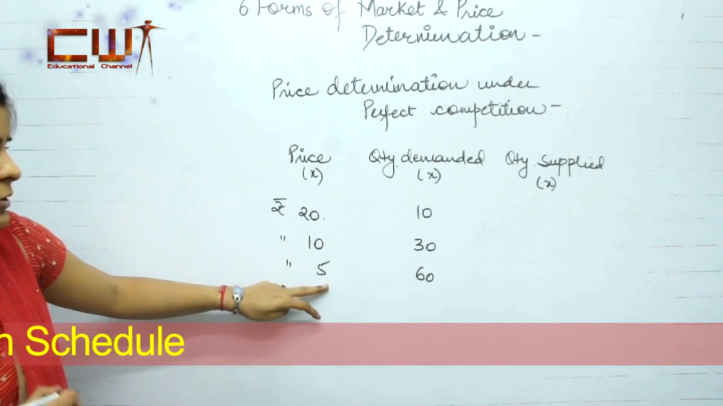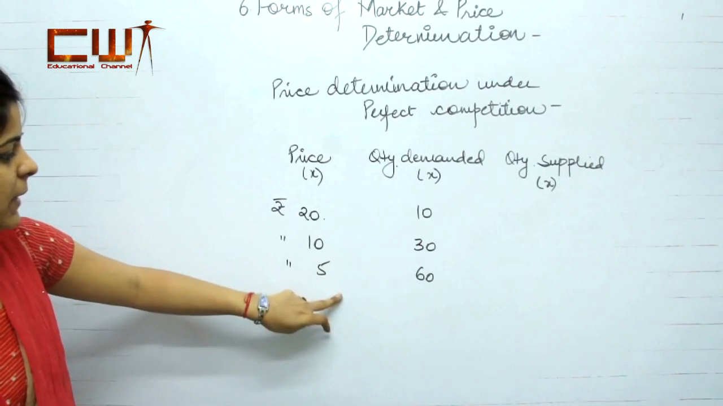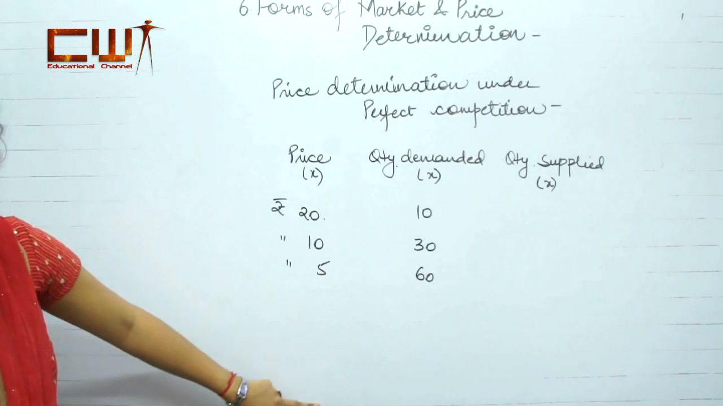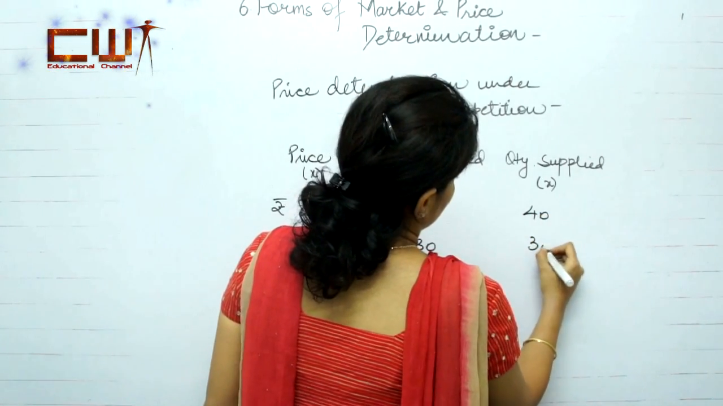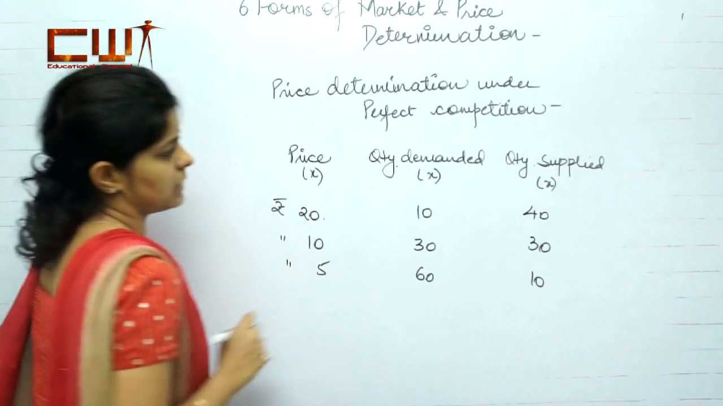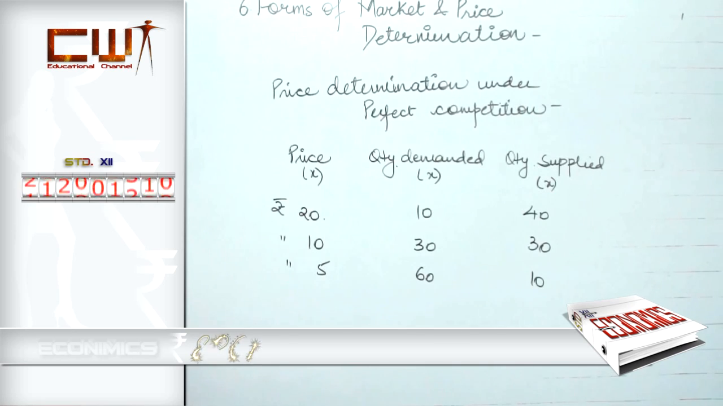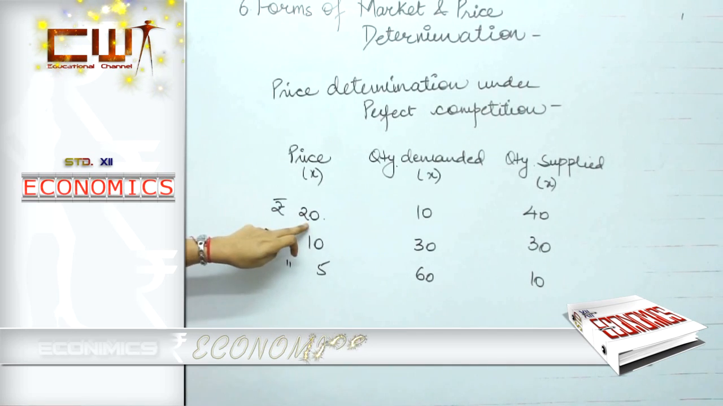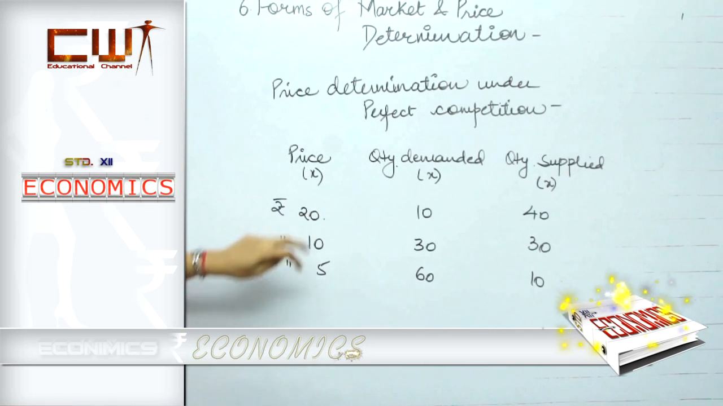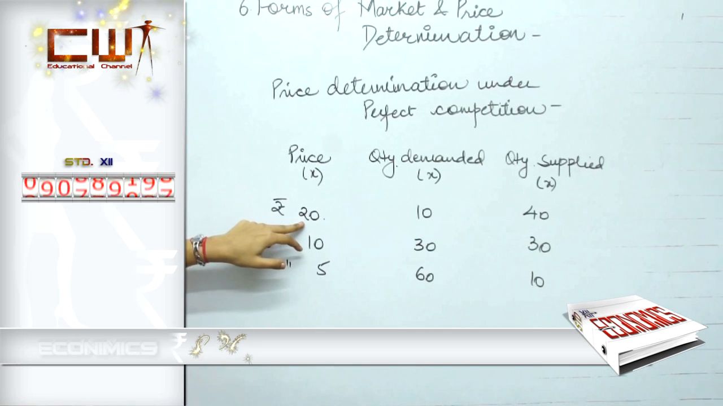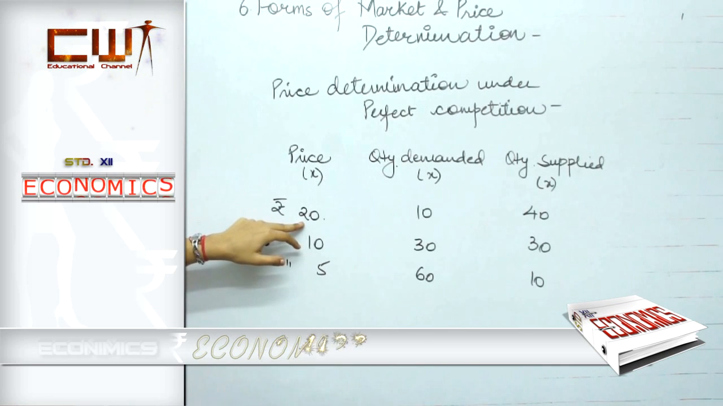As the prices go down, demand increases. This is the inverse relationship we have already studied. As the prices go down, demand increases and supply decreases: 40, 30, 10. That's just an example. So when the price is 20, the quantity demanded is 10 and the quantity supplied is 40. It means at a higher price, less quantity is demanded and more quantity is supplied.